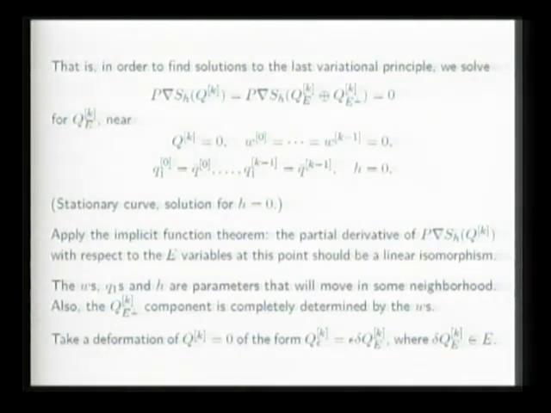And the point is that the QE perp component, the one here, will be completely determined by the W's. I mean, if you know the W's, using the constraints, you can know exactly what QE perp will be. So you don't have to do anything with that component of your curve Q. So what we do, in order to compute the derivative of these expressions with respect to this variable here, is take a deformation of this stationary curve, this null curve here, of this form, epsilon times some vector delta q.